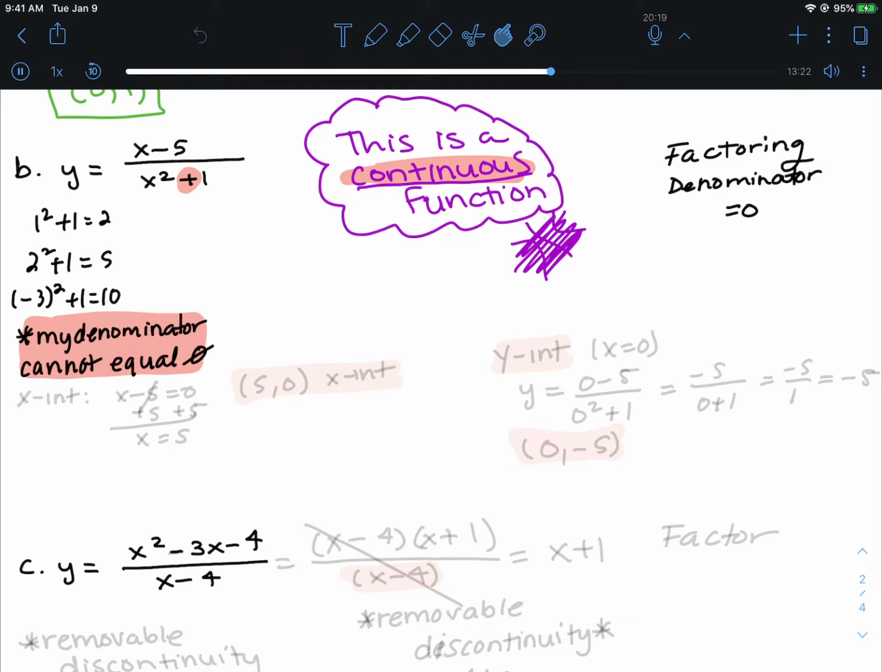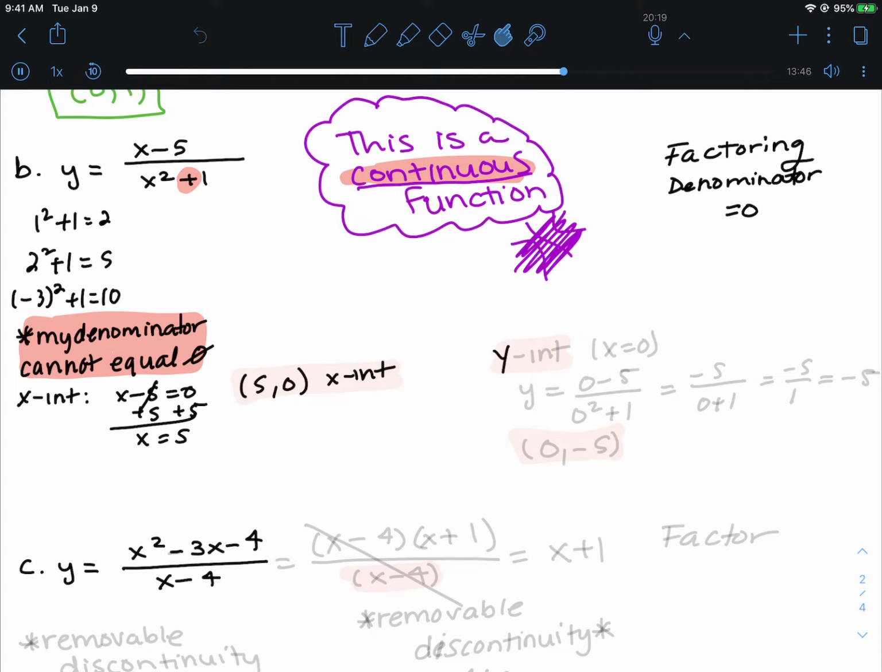So, therefore, the only things that we can actually find here are going to be the x-intercept and the y-intercept. For the x-intercept, remember, you just get the numerator and set it equal to 0. So I'm going to add the 5, and my x-intercept here is going to be (5, 0).